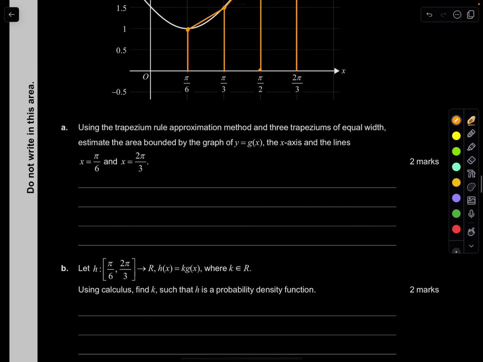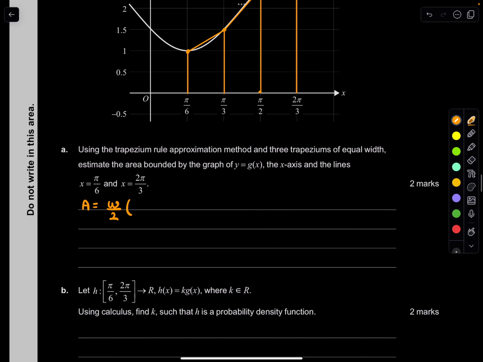So the trapezium rule, to find the area, this is the quick formula. It's just your width divided by 2 times... where are you starting? Can you see how we're starting here at pi on 6, and we're ending at 2 pi on 3? These are what we call special values. We always start from the first, which is pi on 6, then pi on 3, pi on 2, 2 pi on 3. We're going to go one by one.